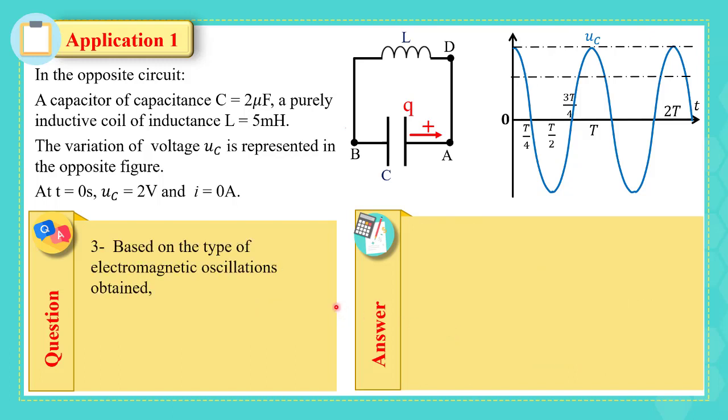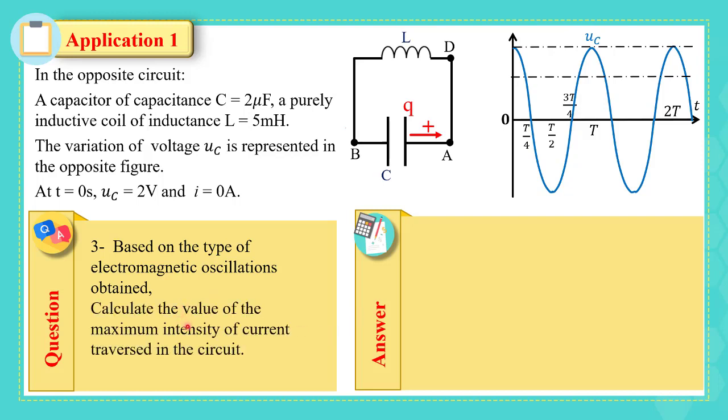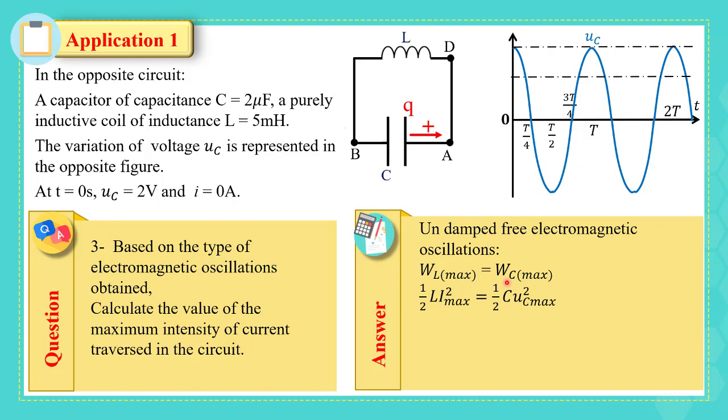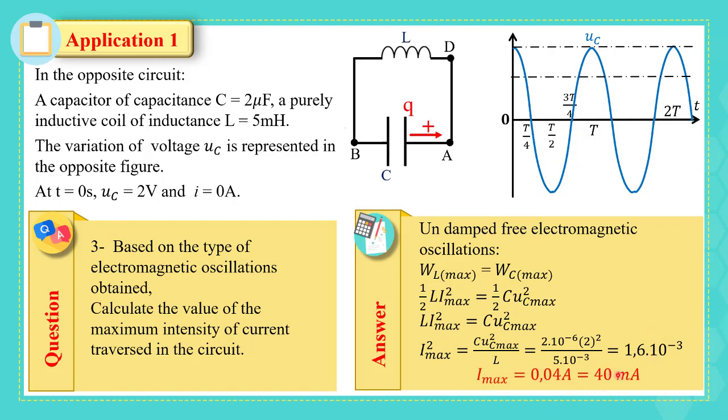Part 3, based on the type of electromagnetic oscillations obtained, calculate the value of the maximum intensity of the current traversed in the circuit. In the case of undamped free electromagnetic oscillation, the maximum value of the magnetic energy will be equal to the maximum value of the electric energy. So half L I maximum squared equal half C UC maximum squared. Substituting the values of L, C and UC maximum, we will have I maximum equal to 0.04 ampere or 40 milliampere.